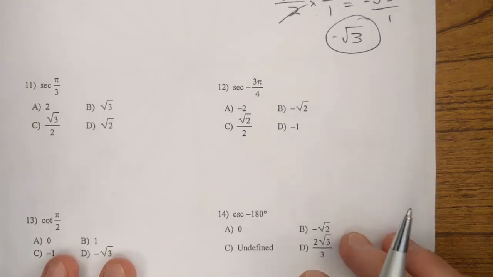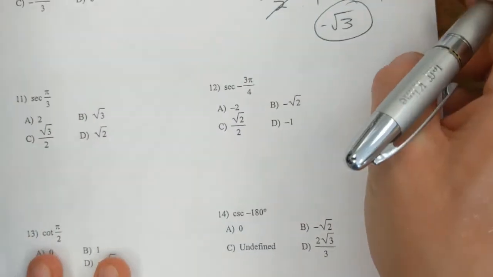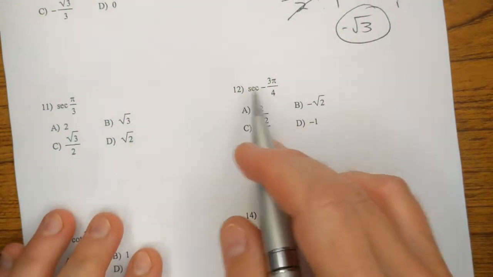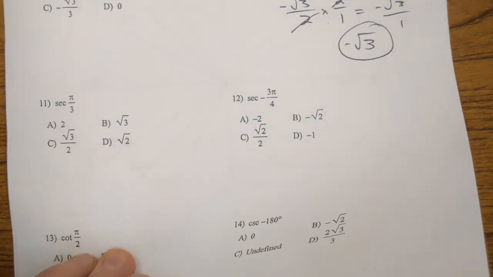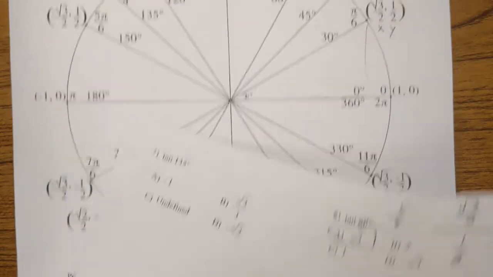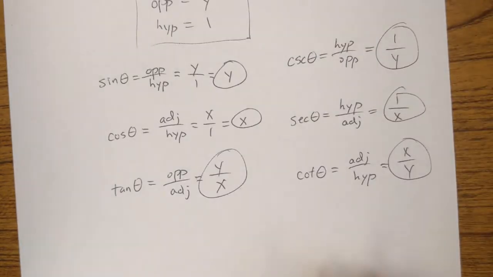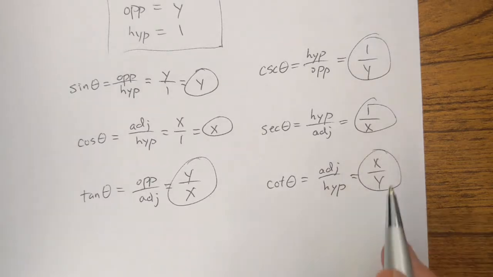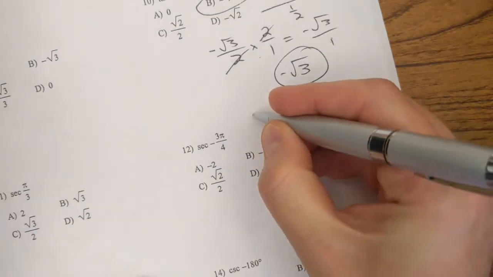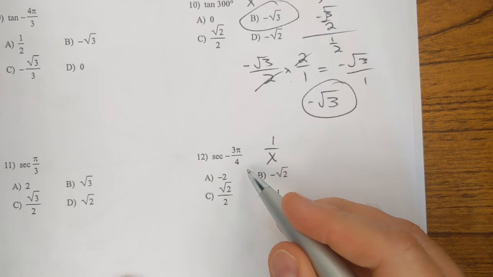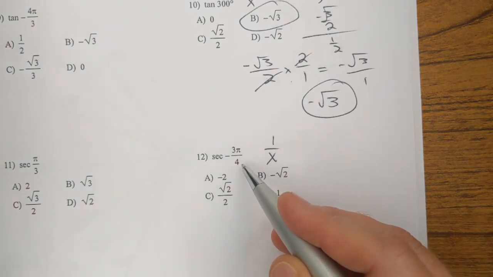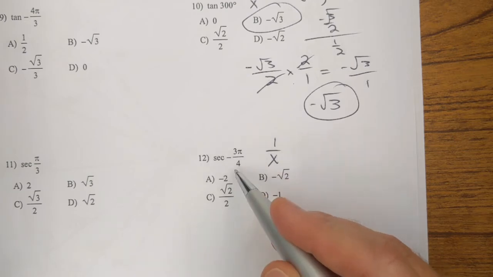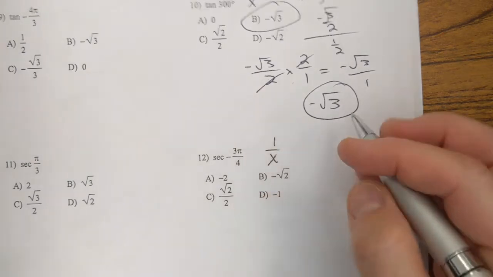All right, 12 and 14, we get into these, they're called reciprocal ratios. The 12 is the secant. So let's identify the secant. Secant is 1 over x. Now here, they're not being nice to me. I need to find this in radians here. You know what? You're allowed to convert this.